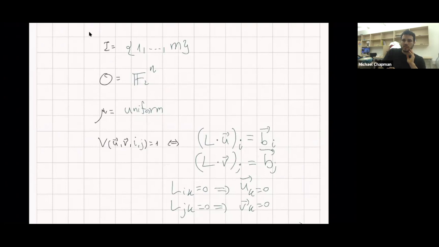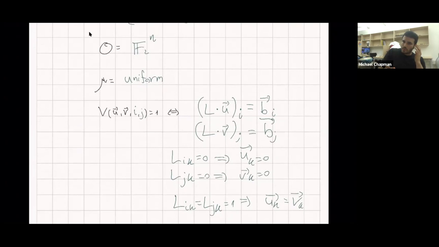Thank you. You're welcome. So you can check that the Magic Square game, for example, is a linear constraint system game. And the CHSH game is not a linear constraint system game. Actually, the CHSH game is not even a synchronous game. Okay, so this is just a linear constraint system game.